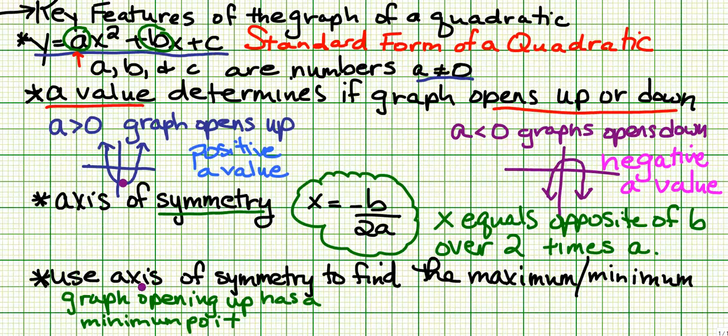And a graph that opens down has a maximum point, a high point, the highest point on the graph. If we can find that point, then that's going to give us some information about our graph and how high to graph it. We don't want to go anything above that or anything below that. A graph opening down has a maximum point, a high point to its graph.